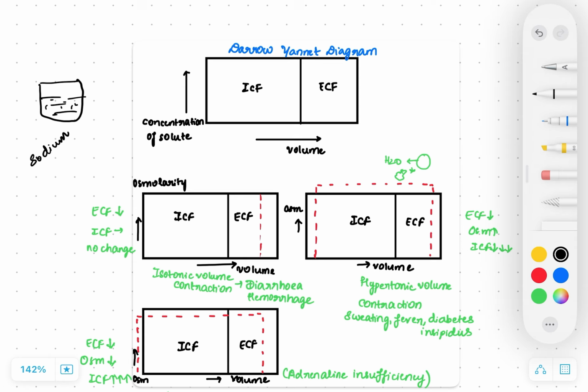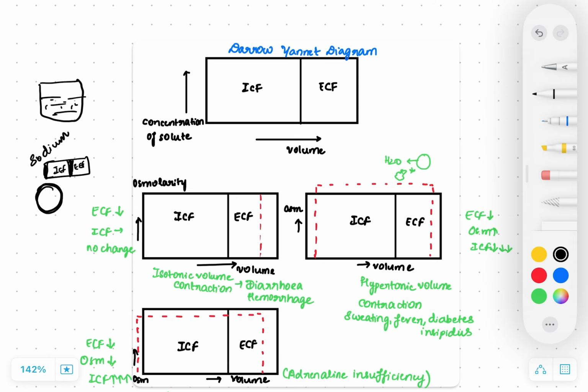So why is this important? Because water can move freely across the cell membranes to equalize the osmolarity. We have two compartments, intracellular and extracellular. Intracellular means inside the cell, extracellular is outside the cell. The intracellular compartment is larger than the extracellular compartment.